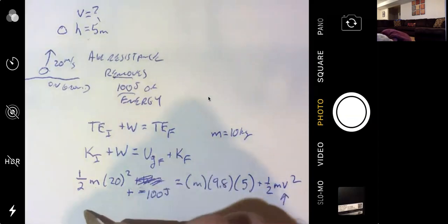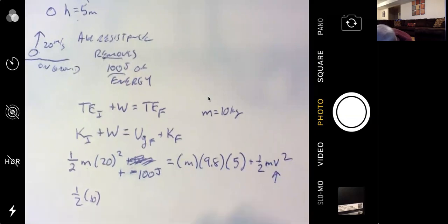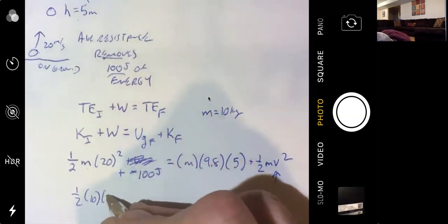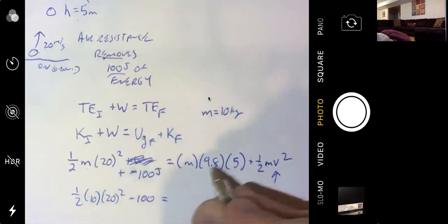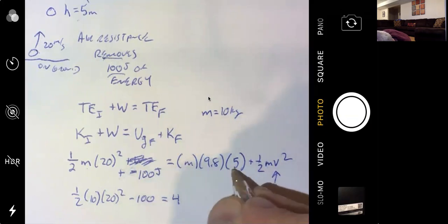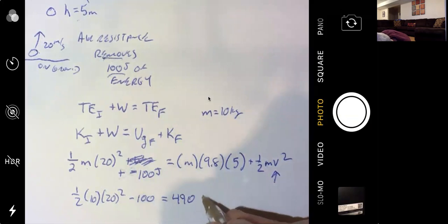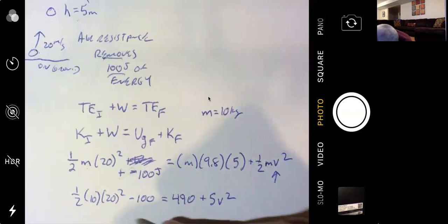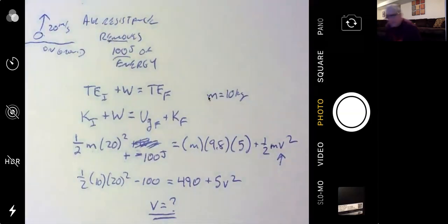All right, so let's go ahead and do 1/2 times 10 times 20 squared minus 100 equals 9.8 times 5, which is 49, times 10. That would be 490, plus 1/2 times 10, which would be 5, times v squared. And I'm going to leave that algebra to you because I think that you guys should be pretty good to go at this point. So that's my hope.